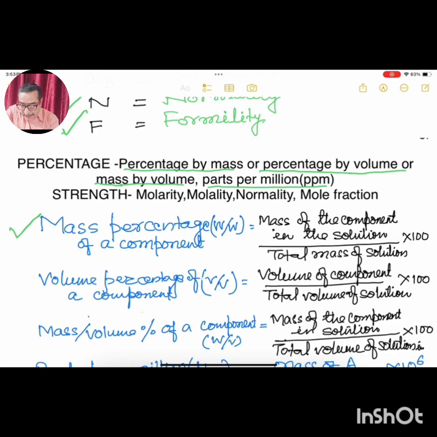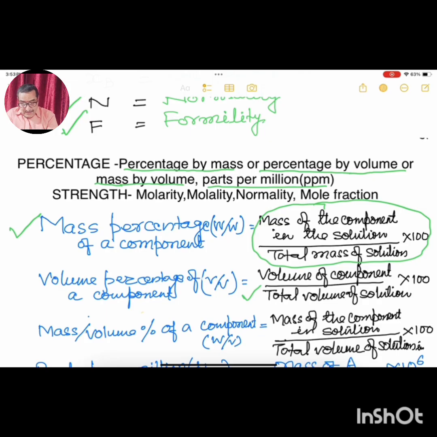If we want to calculate the mass percentage of a component, it is very simple: mass of the component in the solution divided by the total mass of the solution, multiplied by 100. Suppose that a solution is made up of two components, we can easily calculate the mass percentage of solute and mass percentage of solvent.